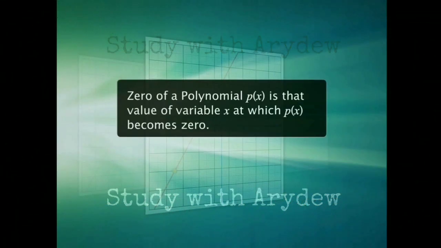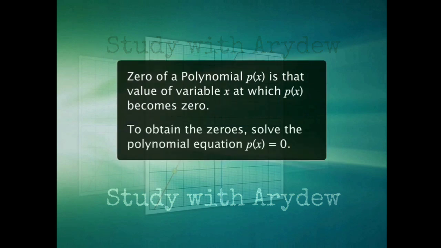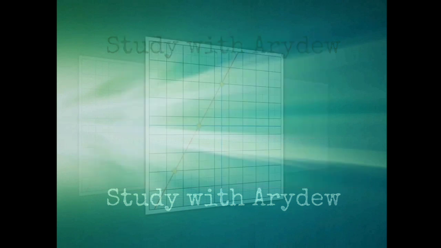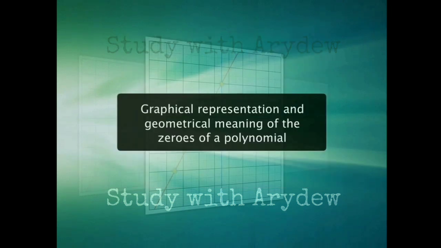We know that the zero of a polynomial p of x is that value of the variable x at which the polynomial becomes zero, and the zeros of the polynomial can be obtained by solving the corresponding polynomial equation. But do you know why the zeros of a polynomial are important? To understand the importance, we shall represent polynomials graphically and find out the geometrical meaning of their zeros.